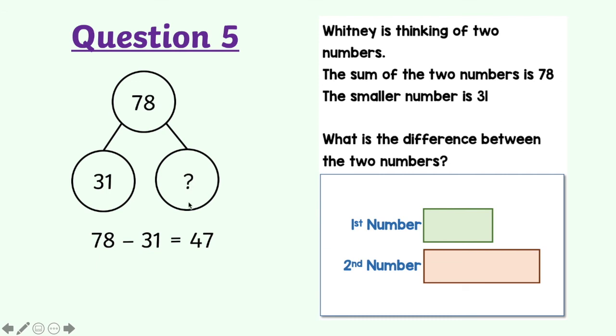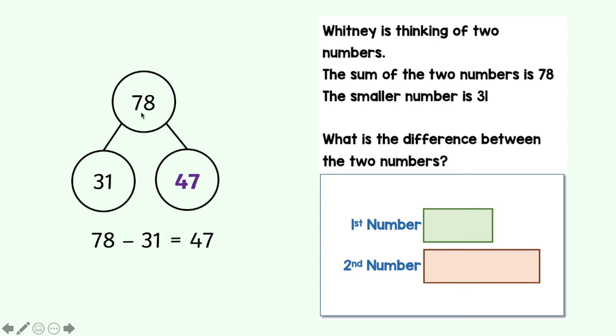So to find out this missing part, we needed to do 78, take away the 31, and that would give us the missing part. And if we did that calculation, you could have done it with any method, you would have got to 47. We now know that the 2 numbers Whitney was thinking of were 31 and 47, and together they made 78. The question we were then asked was, what is the difference between the 2 numbers?